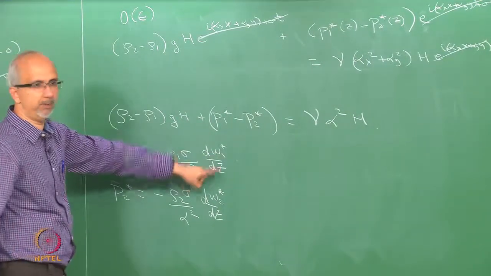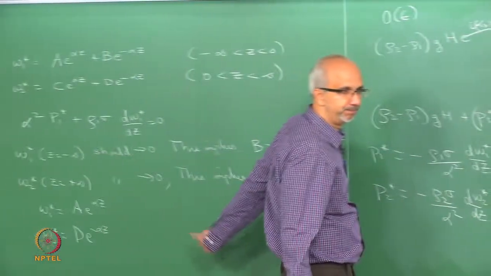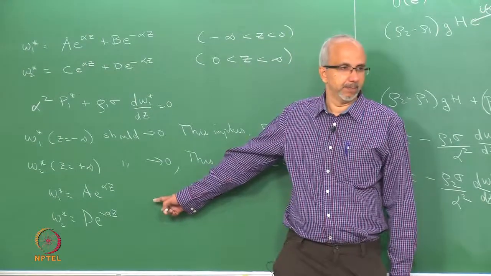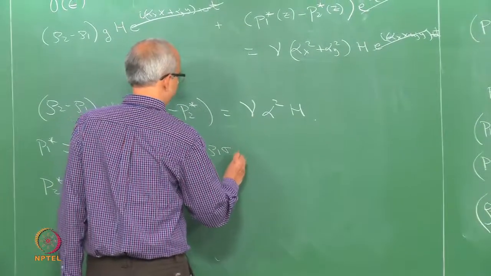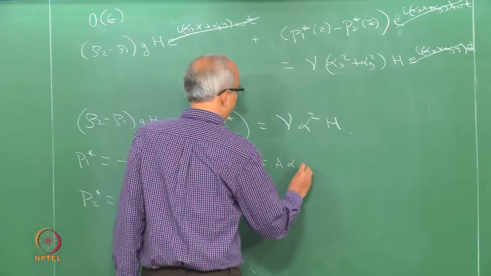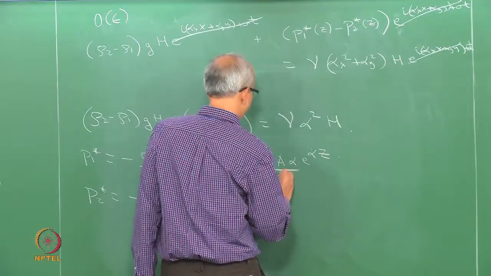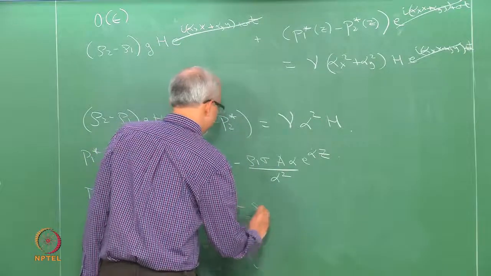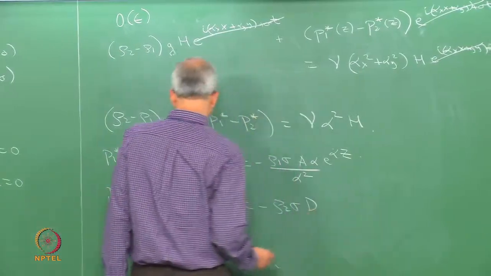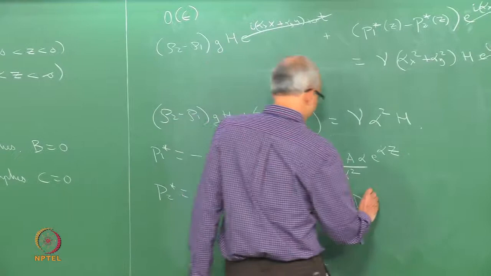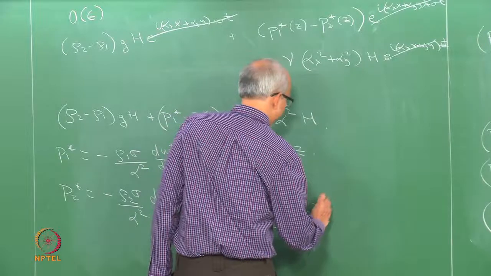Okay. Now what is dW1 star by dz? It is nothing but A alpha e power alpha z. I can use this. Okay. So this is nothing but minus rho 1 sigma A alpha e power alpha z divided by alpha squared. And this is minus rho 2 sigma d, and I am differentiating with respect to z, so I am going to get a minus alpha here, divided by alpha squared, e power minus alpha z.